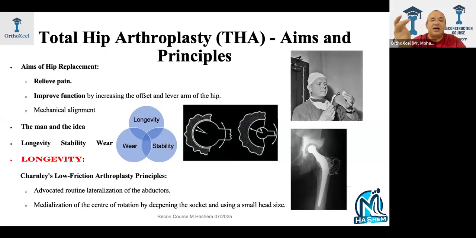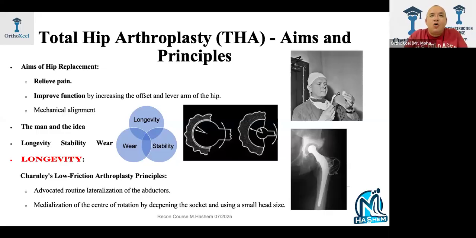Because at the end of the day, you've done the operation to get your patient to a better position. On the other side, look into the stability and my thinking about the stability. How can I get a stable total hip replacement? But remember, you may end by getting a stable total hip replacement, which doesn't live enough, and the patient needs a revision very soon, and same for the wear. So it's 3 intersecting principles: longevity, stability, and wear.